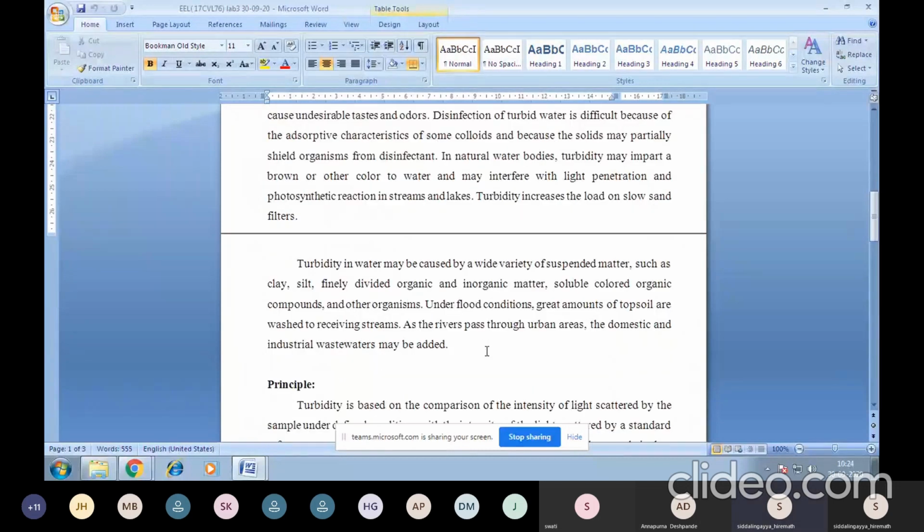Turbidity in water may be caused by a wide variety of suspended matter, such as clay, silt, finely divided organic and inorganic matter, soluble colored organic compounds, and other organisms. Under flood conditions, great amounts of topsoil are washed into the streams. As the rivers pass through urban areas, domestic and industrial wastewater may be added.